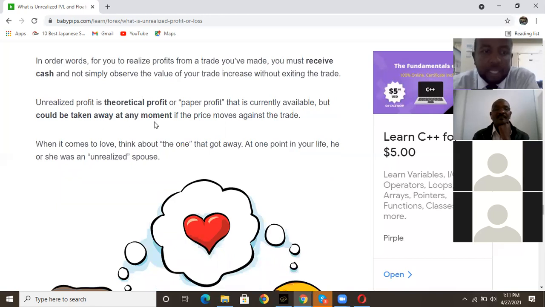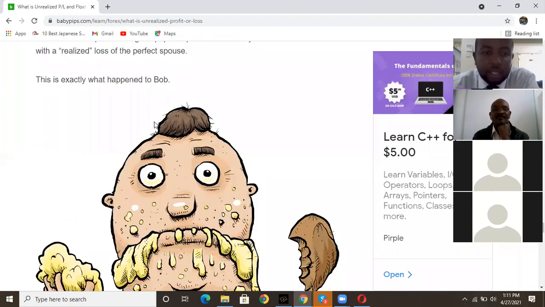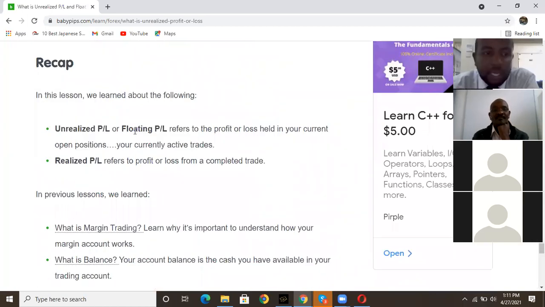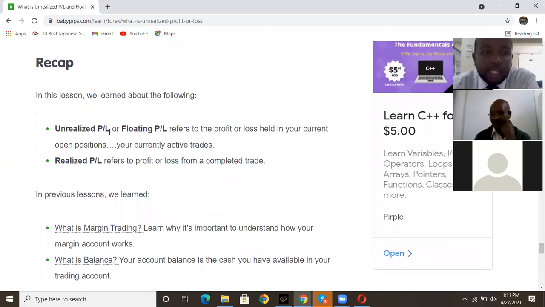I think you have understood what happens when you make a profit and when you make a loss. Let's recap what we've been doing. Unrealized P&L, or floating P&L, refers to the profit or loss held in your open position. We'll be doing this practically. Today will be a bit of theory because I want to come back with a live account.